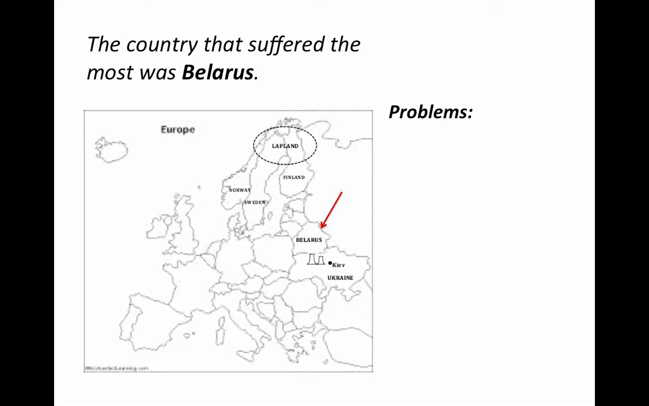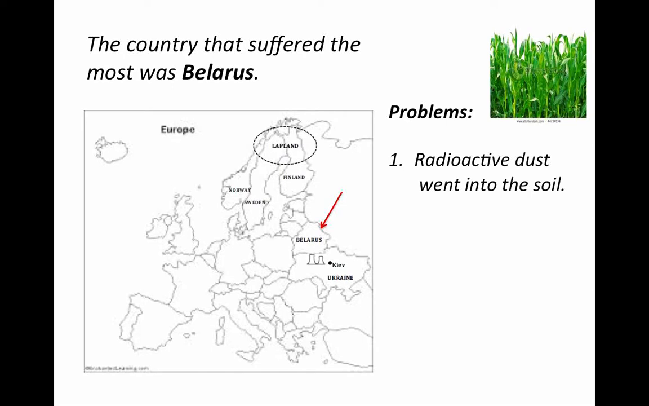First, one problem was that radioactive dust went into the soil. The people of Belarus are farmers, so this meant that when their crops grew, they would be full of toxic chemicals. None of this food could be eaten.